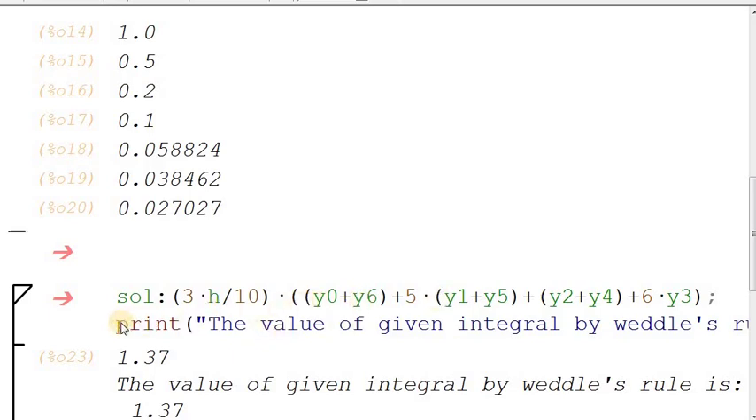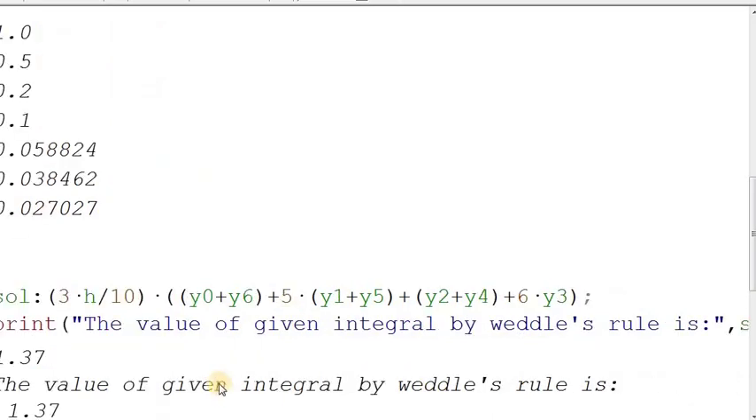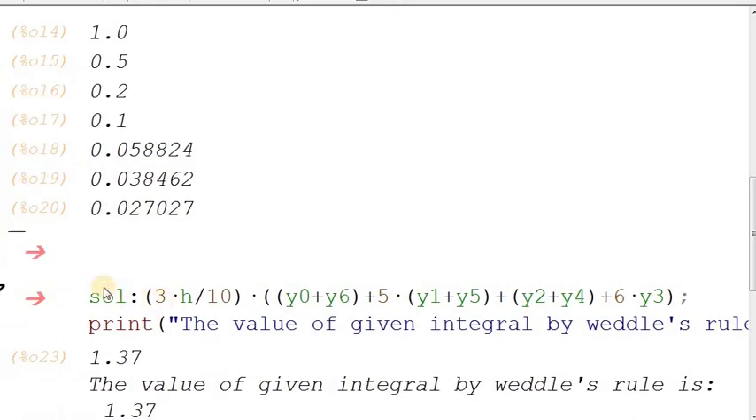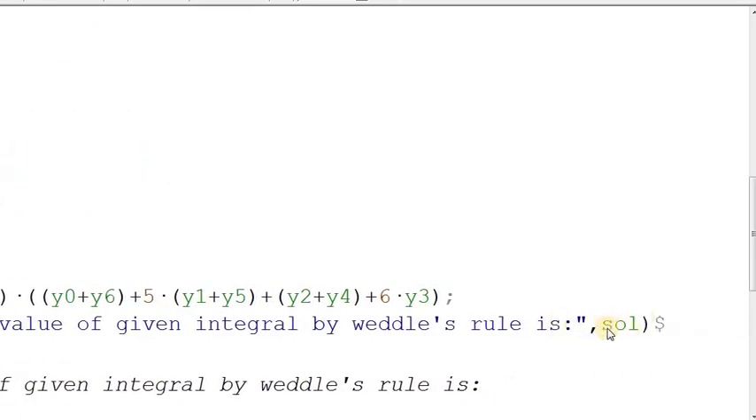So after writing this I can print the solution. How can I print the solution? I have to write inverted commas, and inside write: the value of given integral by Weddle's rule is. I have calculated it by what? Sol, S-O-L, solution. So I give a comma and then that value, ending with the dollar symbol. Now I will execute by pressing shift enter, and we will get the result.